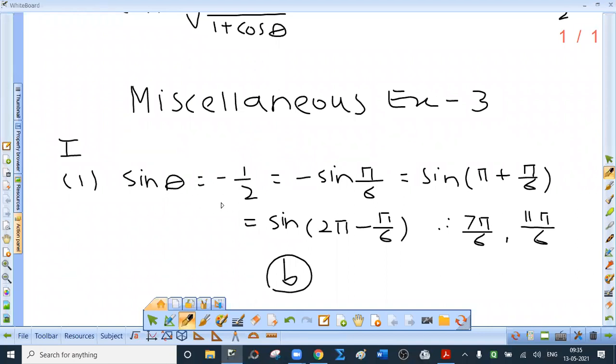Okay. Now sin theta is minus half, that is minus sin pi by 6. You should know allied angle formulae. Sin of pi plus theta is minus sin theta. Sin of 2 pi minus theta is also minus sin theta. So 7 pi upon 6, 11 pi upon 6. So the correct option is B, Bombay.